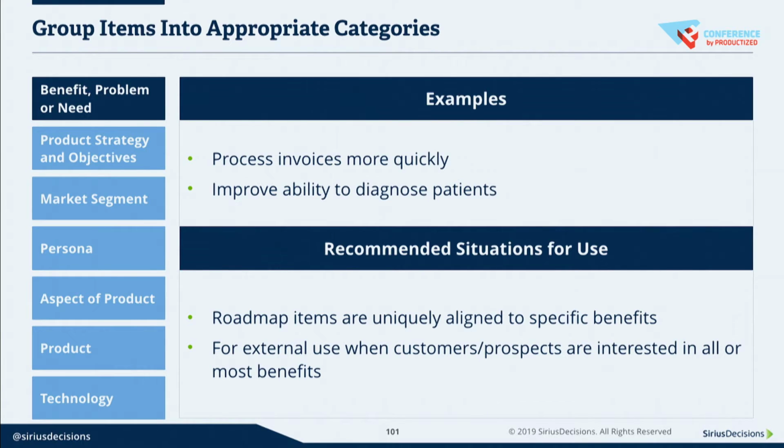So one of the best ways in many cases is to do it based on a problem or a need or a benefit. A couple of speakers mentioned this already today: let's talk about problems, not features. So for example, the need is we want to help our clients process invoices more quickly or improve their ability to diagnose patients. This is really helpful because it forces the whole organization, the whole team, to think about how we are helping people with these problems.